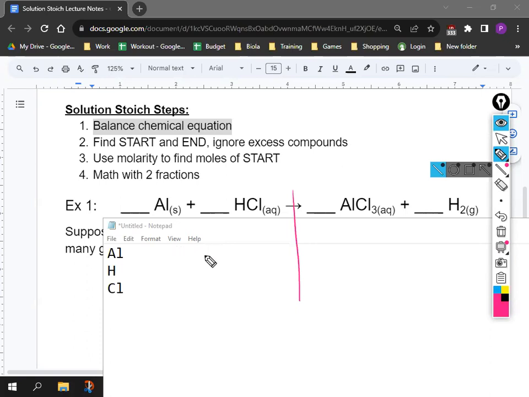All right, guys, so hopefully you got the count for the elements. I'm just going to give them to you to make it easy. On the left side, you have 1 Al, 1 H, and 1 Cl. And on the right side, you have 1 Al, 2 H's, and 3 Cl's.